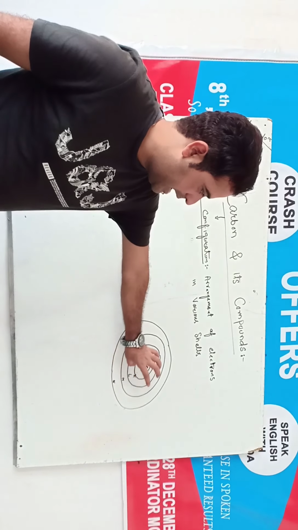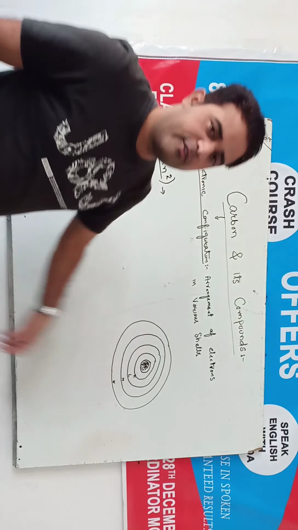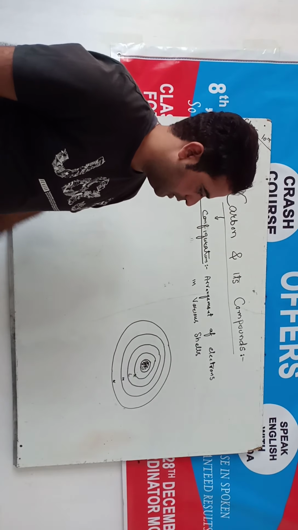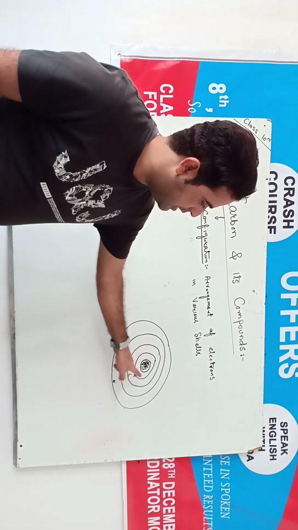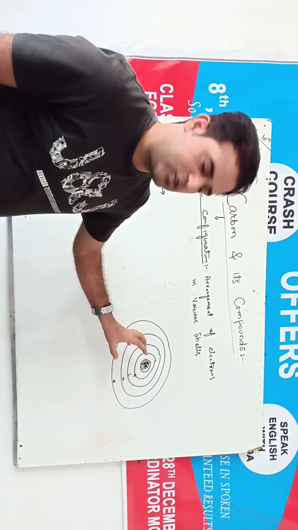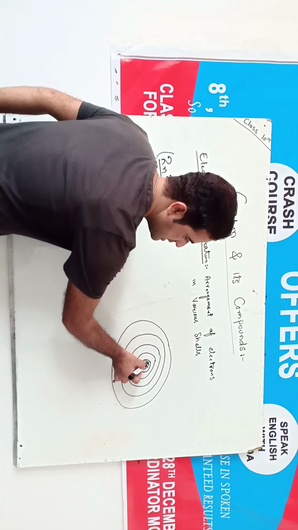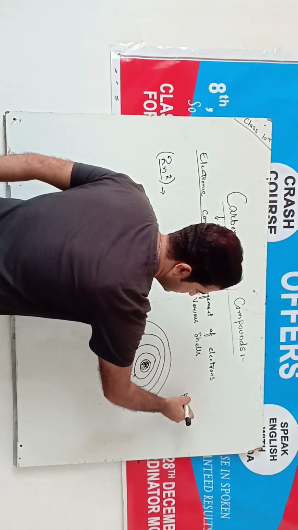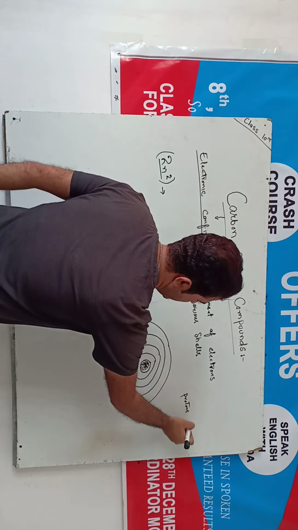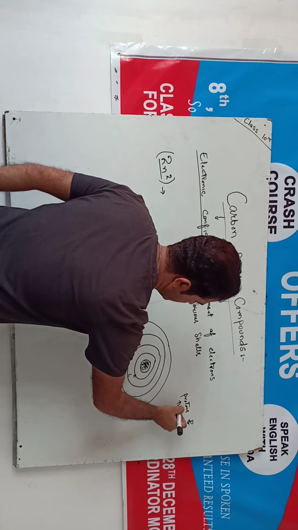This is the nucleus, and around the nucleus there are various paths. And inside these paths the electrons revolve. The nucleus is made up of the protons and neutrons.